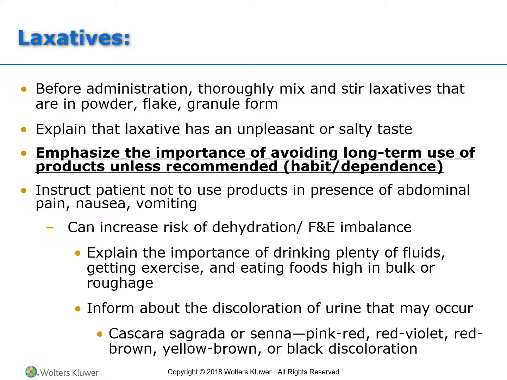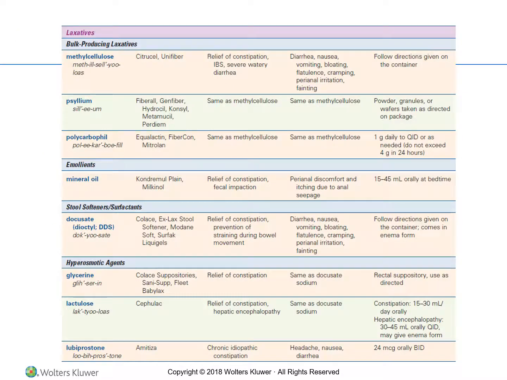Inform about discoloration of urine that may occur with some laxatives. So Cascara sagrada or Senna, which is used in medications like Senokot, can make urine kind of a pink-red color, red-violet, or red-brown, a yellow-brown, or even a black discoloration, especially the Cascara sagrada. So if someone is using any of these types of laxatives, or this is a component of the laxative they're taking, make sure they understand, because remember, when people's body fluids start changing colors, they freak out if you haven't given them a heads up.